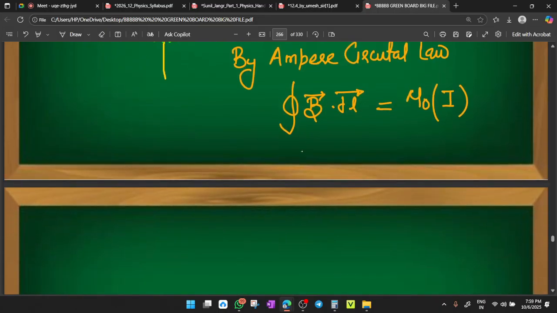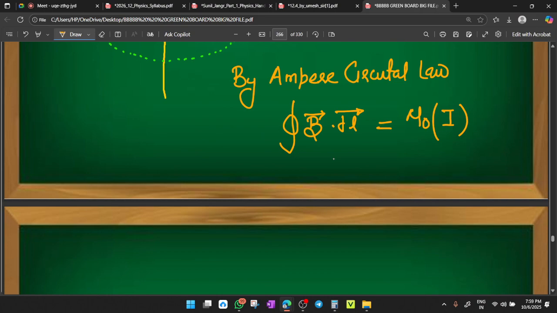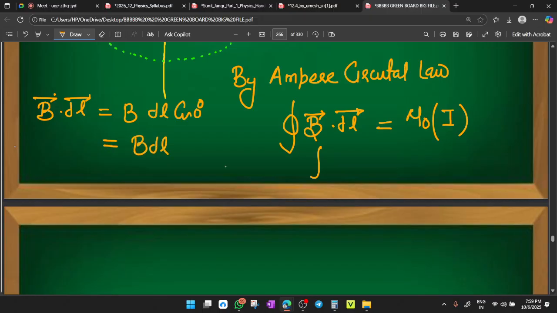Now first always solve this one. B dot dl equals the magnitude of the first vector, B, times the magnitude of the second vector, dl, times cos 0 degrees. Cos 0 becomes 1, so it equals B into dl. So B times the line integral of dl equals mu naught I. Right?